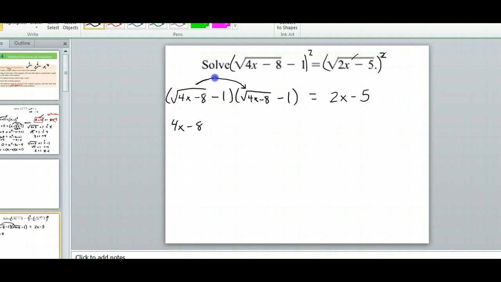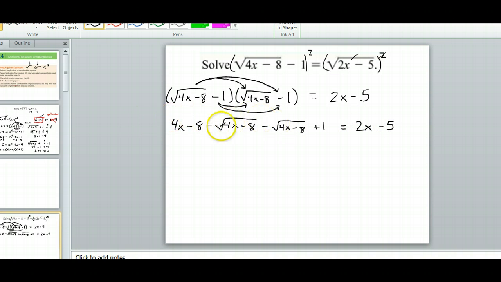But when we multiply it times this negative 1, we get the negative of the radical, the opposite of the radical. So it's negative square root of 4x minus 8. I'm going to get one more right here, minus the square root of 4x minus 8 again. And then negative times negative is a positive 1. And that all equals 2x minus 5.